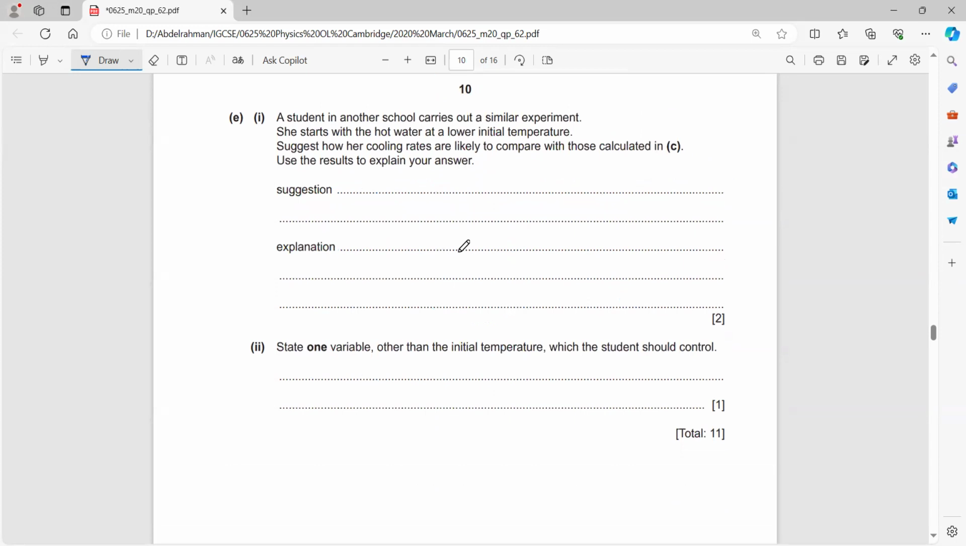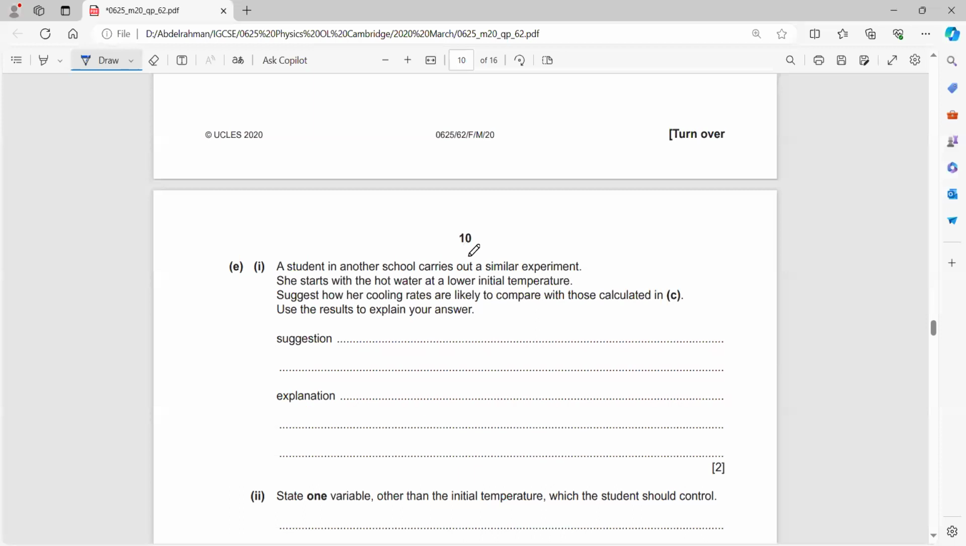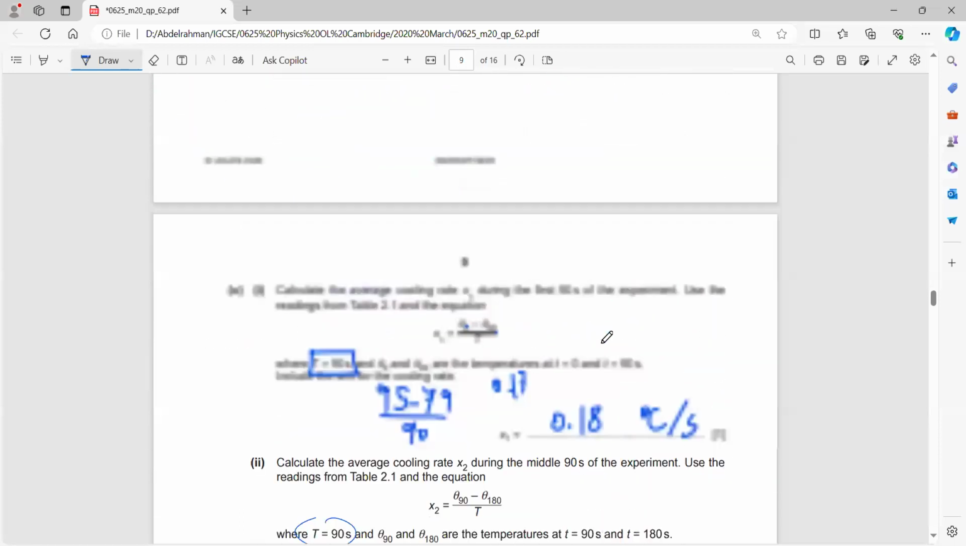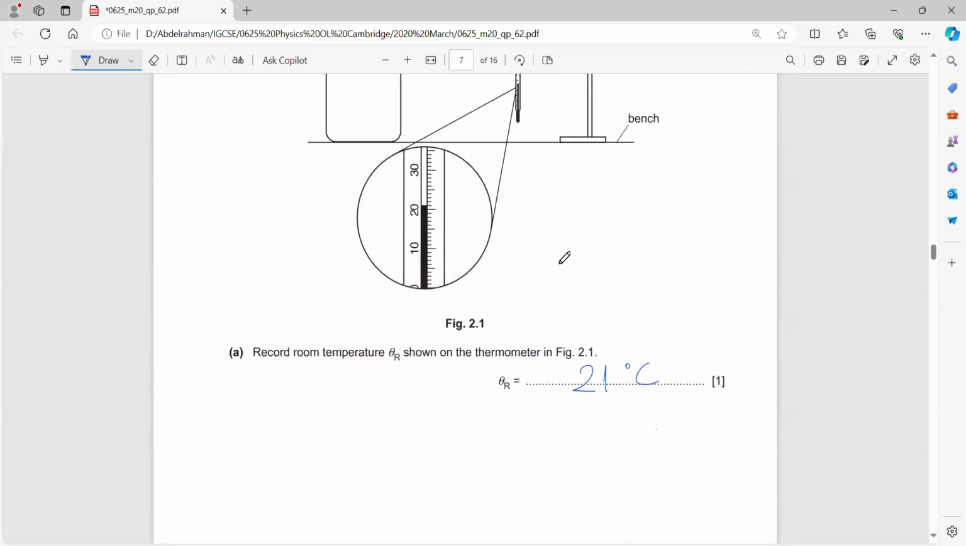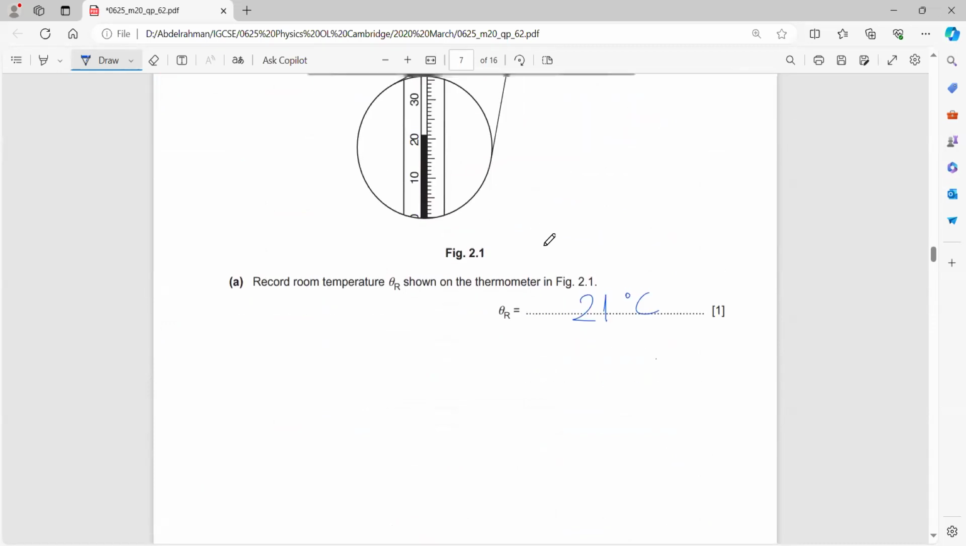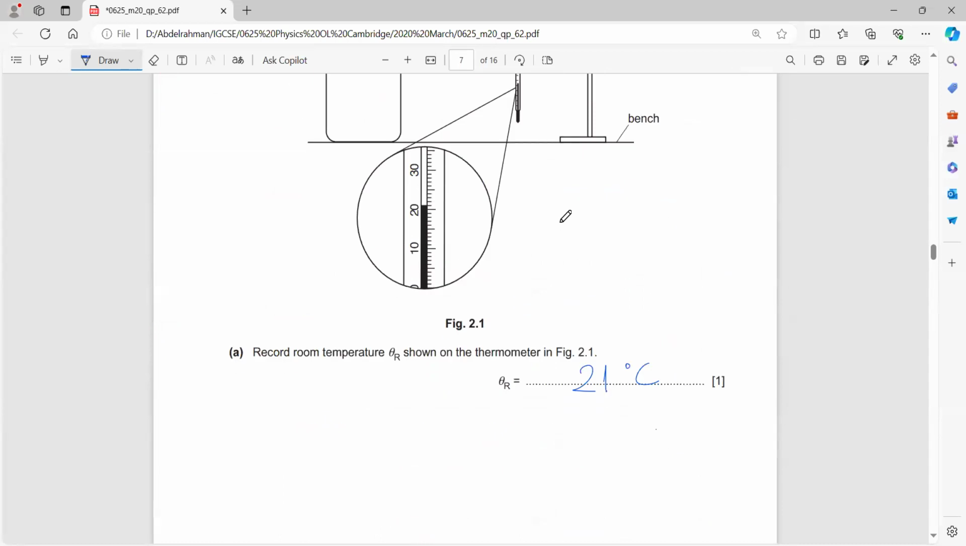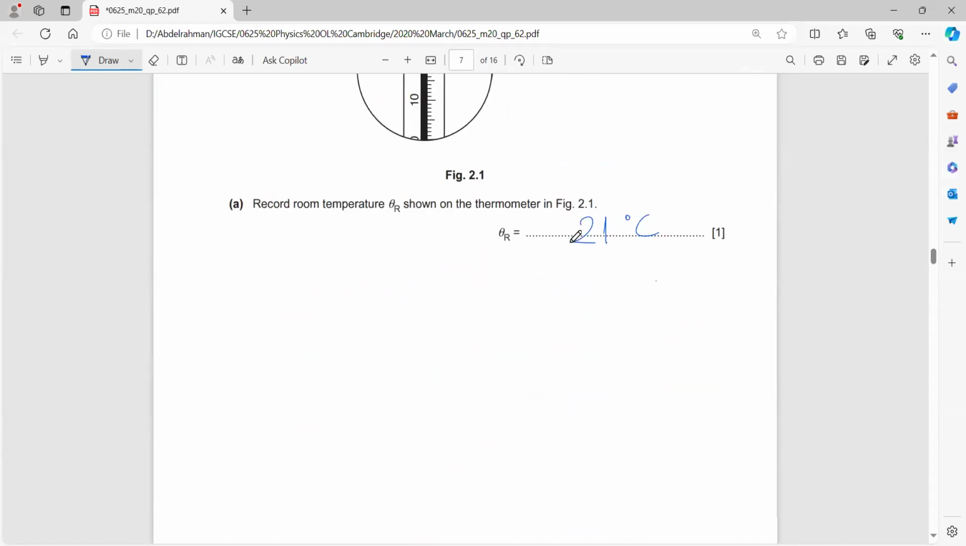A student in another school carries out a similar experiment. She starts with the hot water at a lower initial temperature. Someone was asking, how did we know that this is the room temperature? We found out the room temperature initially from the graph. The room temperature, theta R, was 21 degrees Celsius. So eventually, if you have some hot water and you let it cool, it will reach the room temperature after whatever amount of time.